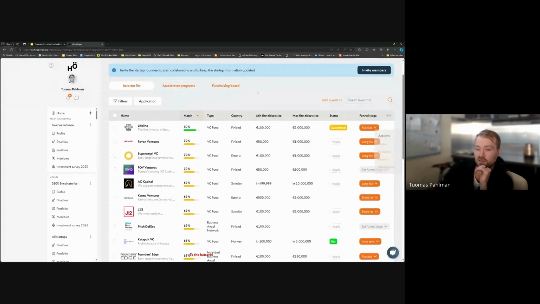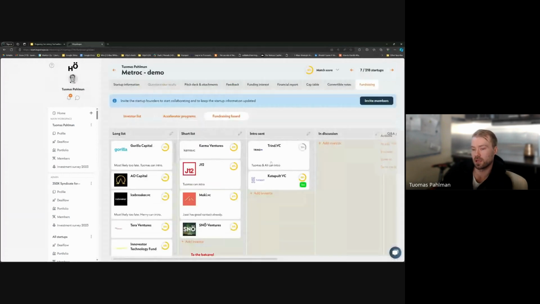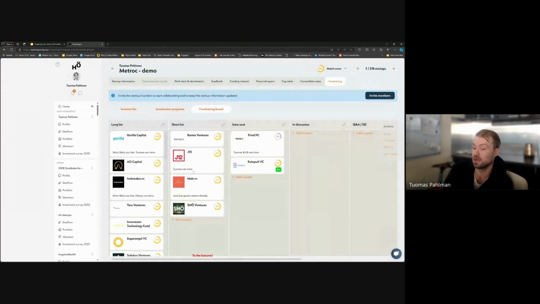I can go to all of my portfolio companies and start to comment, for example, that I can do the intro for this investor, or other shareholders can do the intros for these investors. So this becomes a natural place where you can collaborate with the other shareholders. If you're participating in an accelerator, it's very easy for the accelerator people to comment on their different portfolio companies, and thus you get the whole benefit of your advisors and shareholders in the whole fundraising round.